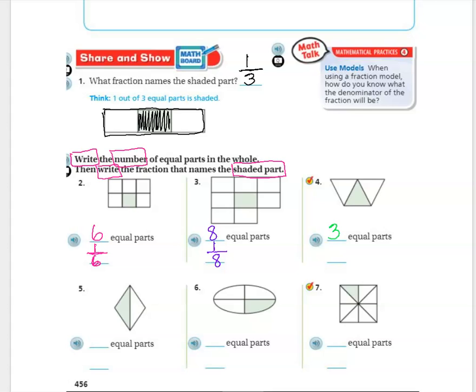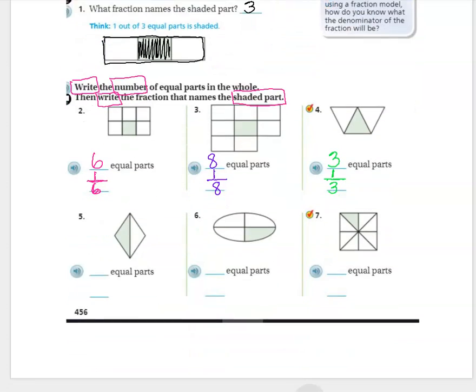We have 3 equal parts. And then we have 3 total parts. 1 of them is shaded. Go ahead and pause the video and try numbers 5, 6, and 7, and then check back to see if you had it correct.